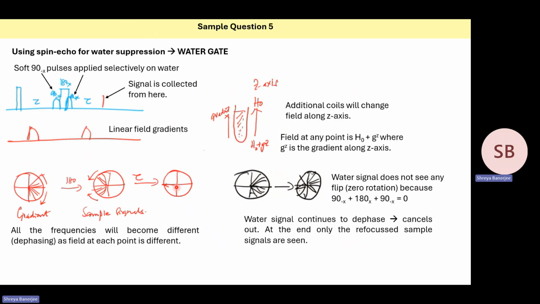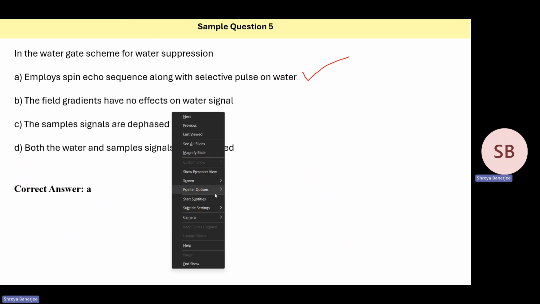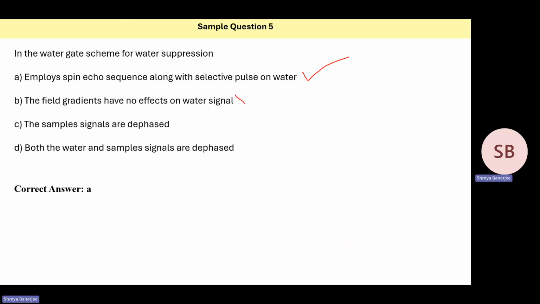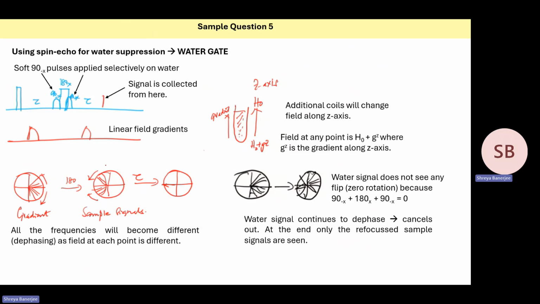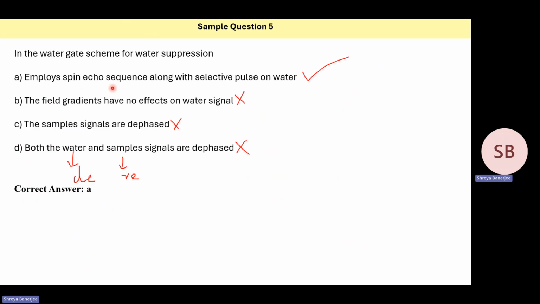Then you have "sample signals are dephased." That is wrong. The sample signal is focused and water is dephased. So "sample signal is dephased" is wrong. And "both sample and water are dephased" is wrong, because only the sample is refocused and water is dephased. You can see the sample is refocused, water is dephased. So this is also wrong. So the correct answer is option A.